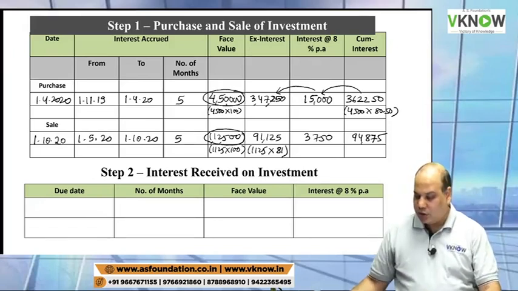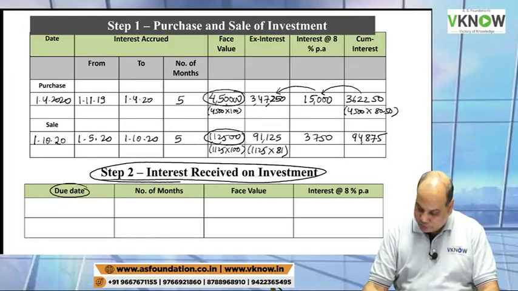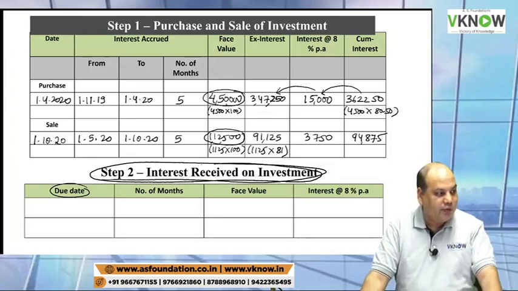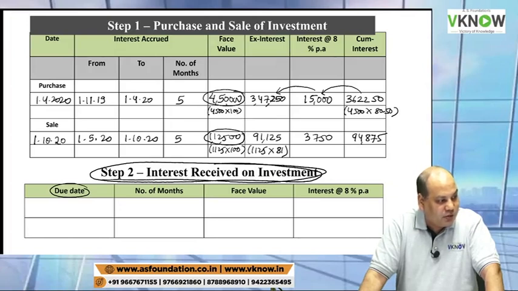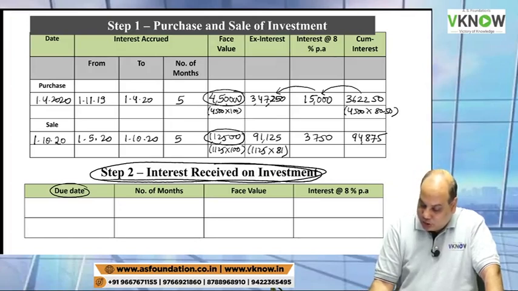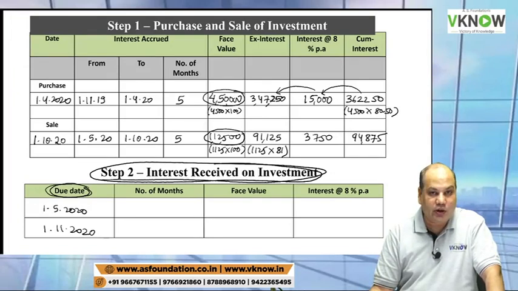Okay. Any query on this? Come to working note 2. Interest received on investment. Chaurasia, Tiwari, Wagmare, Pawar, Pancharia, all of you are right. So interest will be received on two due dates in this question. One is 1st May 2020 and second is 1st November 2020. May and November are the respective interest dates. Number of months will be 6.